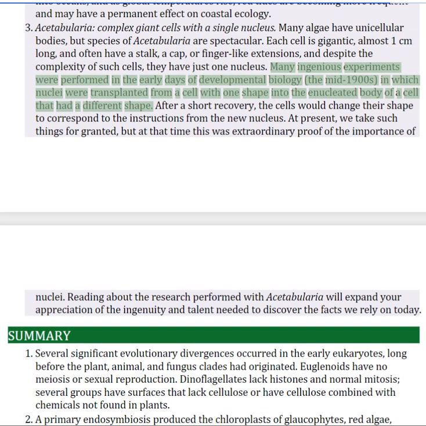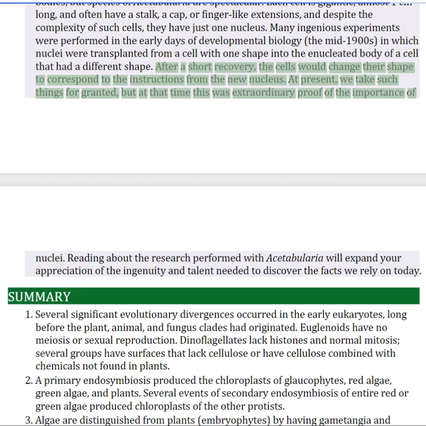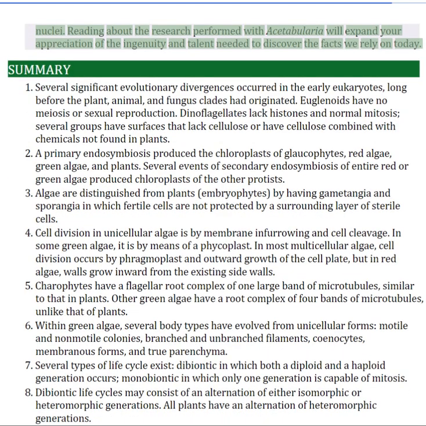Many ingenious experiments were performed in the early days of developmental biology in which nuclei were transplanted from a cell with one shape into the enucleated body of a cell that had a different shape. After a short recovery, the cells would change their shape to correspond to the instructions from the new nucleus. At present, we take such things for granted, but at that time this was extraordinary proof of the importance of nuclei. Reading about the research performed with Acetabularia will expand your appreciation of the ingenuity and talent needed to discover the facts we rely on today.